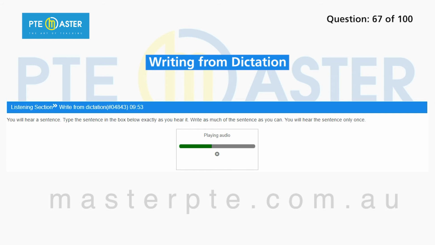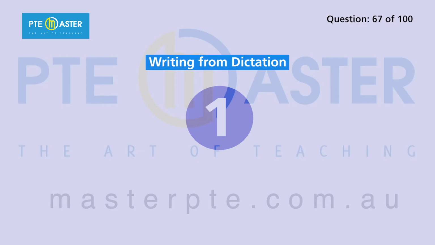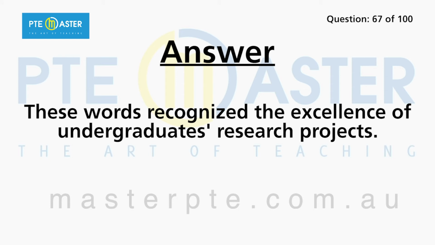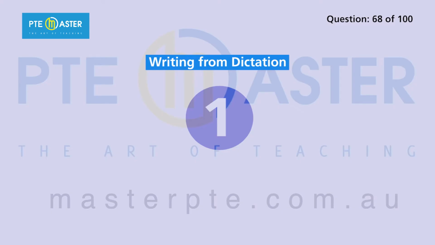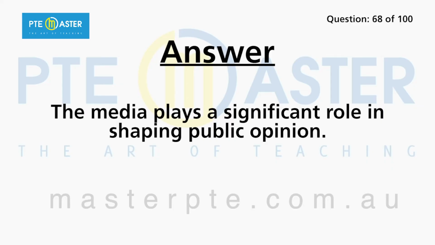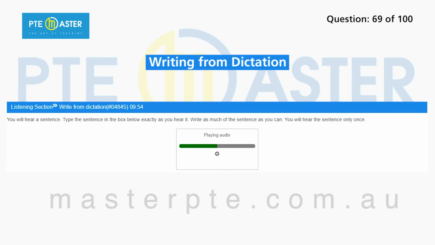These words recognize the excellence of undergraduates' research projects. The media plays a significant role in shaping public opinion. A surprising number of students applied for this course.